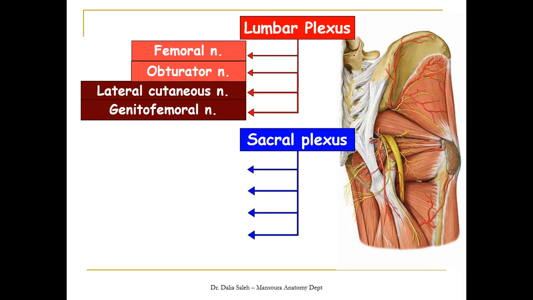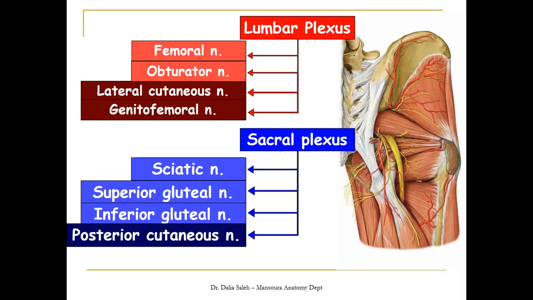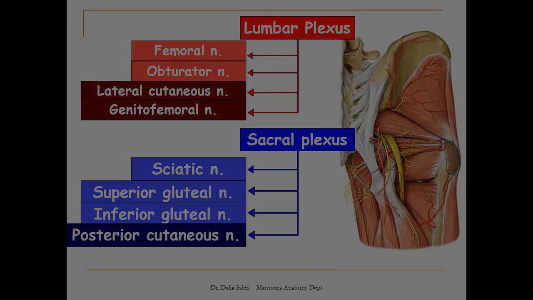We have, of course, the largest nerve in the body, which is the sciatic nerve, the superior gluteal nerve that supplies the tensor fasciae latae and gluteus medius and minimus, inferior gluteal nerve, which supplies the gluteus maximus muscle, and the posterior cutaneous nerve of the thigh, which supplies the skin at the back of the thigh.